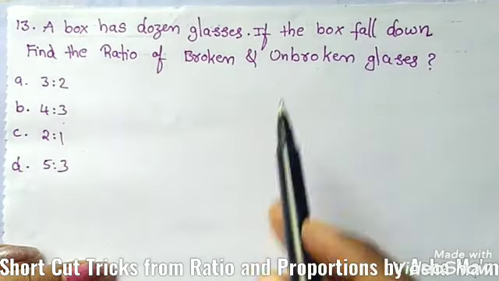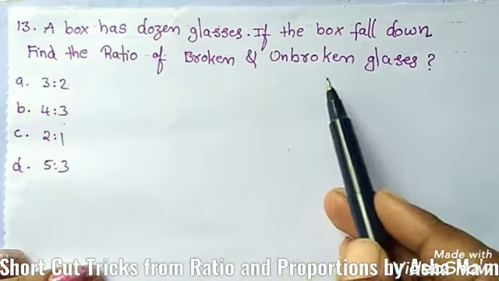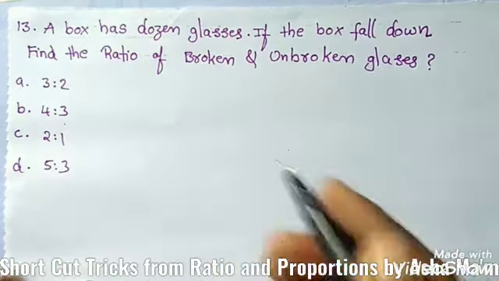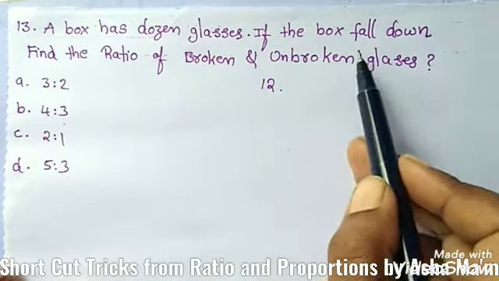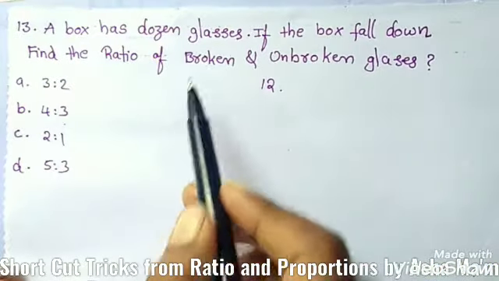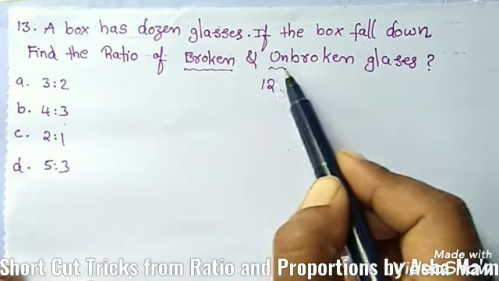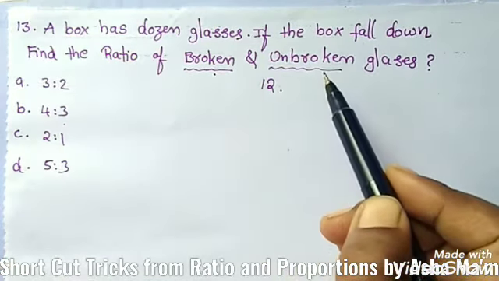A box has a dozen glasses. If the box falls down, find the ratio of broken and unbroken glasses. Here, a box has a dozen glasses. Dozen means 12. So 12 glasses. If suddenly the box has fallen down, some glasses may be broken and some may be unbroken. So we have to find the ratio of broken glasses and unbroken glasses.